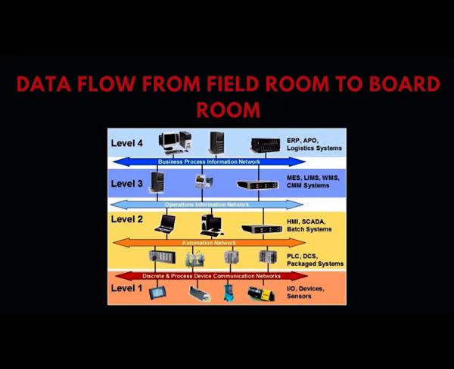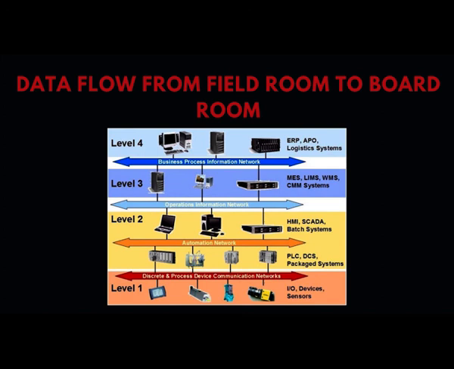This is yet another depiction of how the process data flows from the field to the boardroom level. This is known as the ISA 95 architecture. ISA stands for Instrument Society of America. Here in level 1, the field instruments capture the data, and in level 2, we have the PLCs, DCS systems, and human machine interface, SCADA, etc., which collect the data and put it into a convenient place where it can be viewed under one single interface.